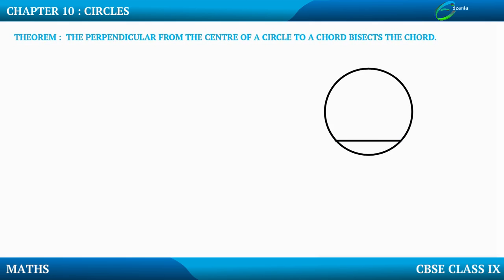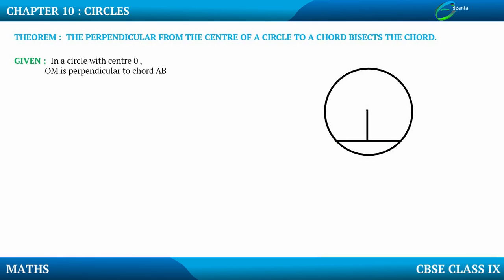Now, we are supposed to draw a perpendicular from the center of a circle to the chord. So let this point over here be the center of the circle, and from the center we draw a perpendicular to the chord. Quite obviously the perpendicular has to be like this. Now the statement says that this perpendicular drawn from the center to the chord bisects the chord, that is, it divides the chord into two equal parts.